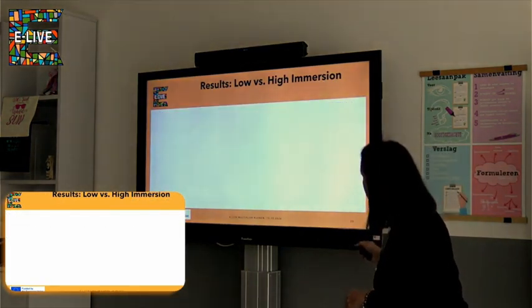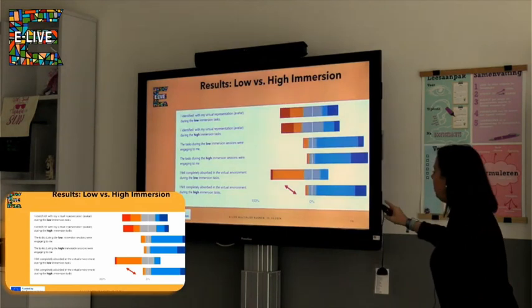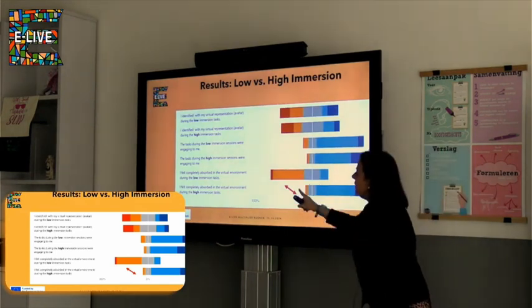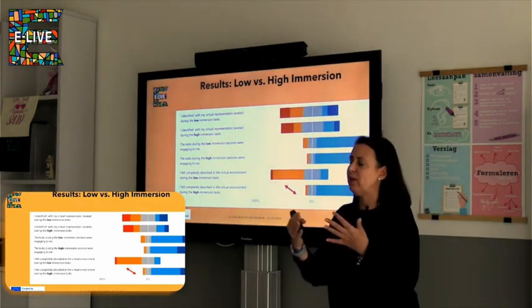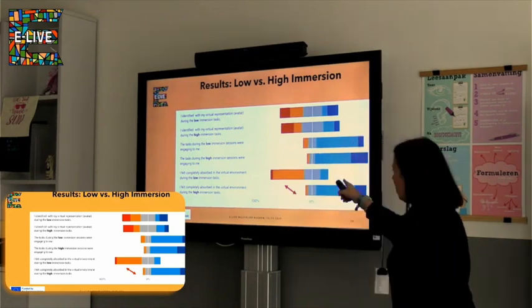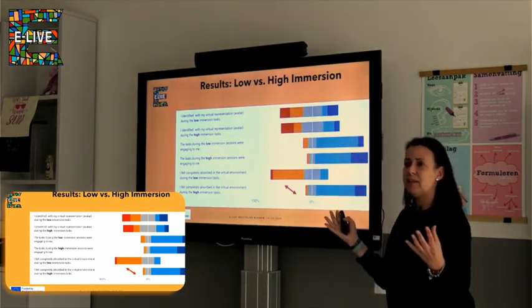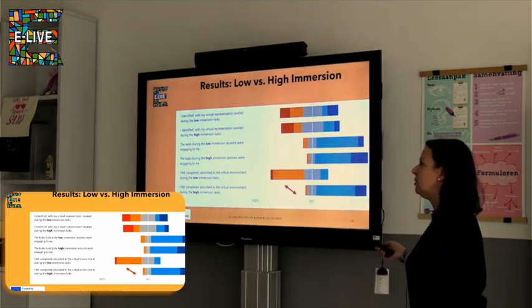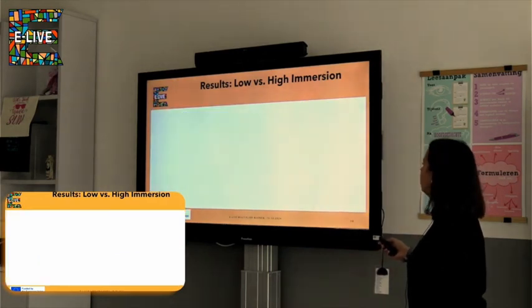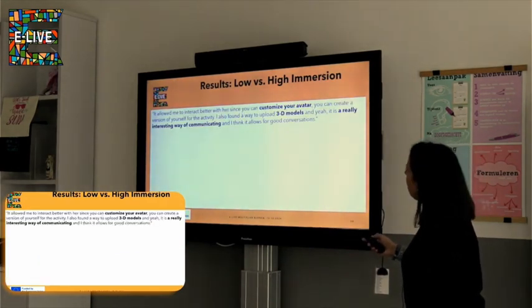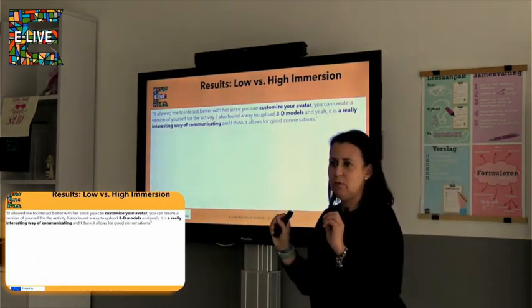In the rest of them, if you take a look at the big difference here, it is when it comes to feeling absorbed, feeling immersed. That's the question that had the biggest difference in answer. So that's the one that they enjoyed the best. Okay, thank you. So these are actual words from our students, okay?